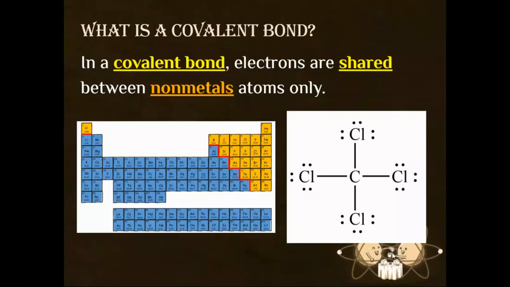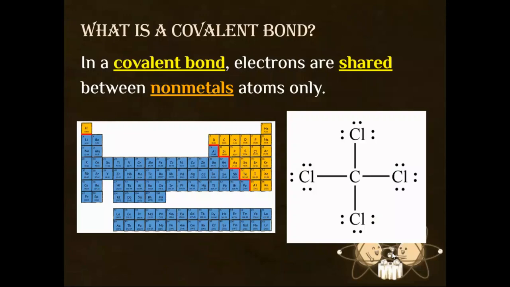Bonds. What is a covalent bond? In a covalent bond, electrons are shared between non-metal atoms only. So it's only the nonmetals. You see them here in orange on the periodic table. Those are all of the nonmetals. They're mostly on the right side of the staircase on the periodic table, with the exception of hydrogen. That's the only one on the left side.